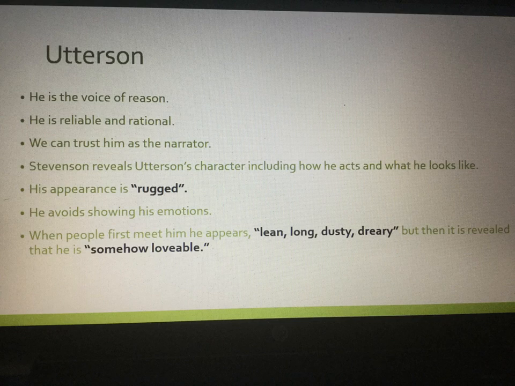Stevenson reveals his character, including how he looks and what he acts like. His appearance is, quotation, "rugged." He avoids showing his emotions. And when people first meet him, he appears, quotation, "lean, long, dusty, dreary." But then it is revealed that he is, quotation, "somehow lovable." Remember, in this unseen exam, we've got to try and remember short quotations where possible.